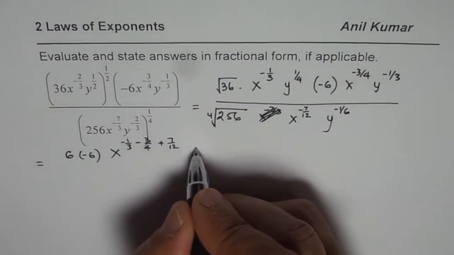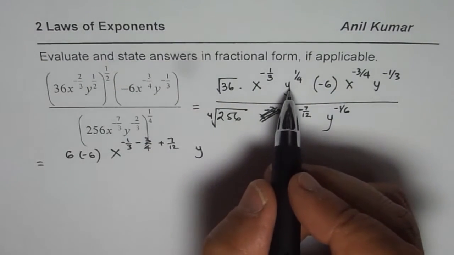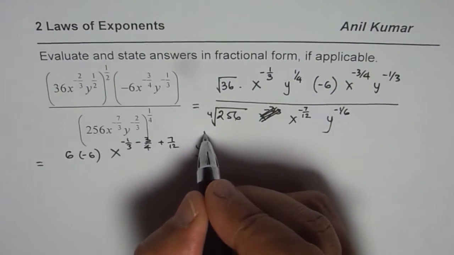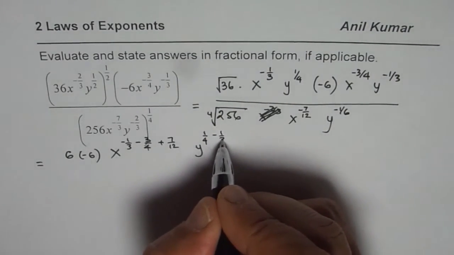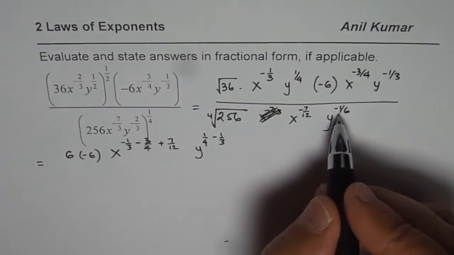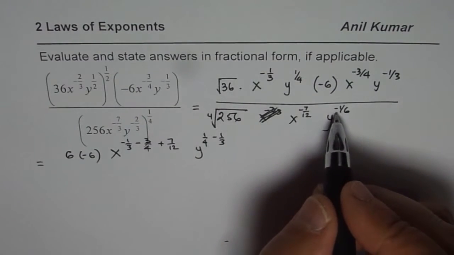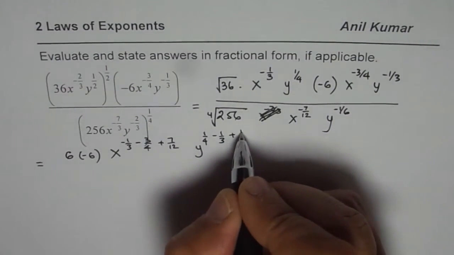Now write down exponents for y. For y, it is going to be 1 over 4 minus 1 over 3, and this will get changed to negative of 1 over 6, that is plus 1 over 6, correct?